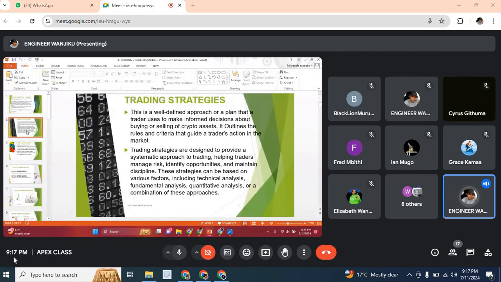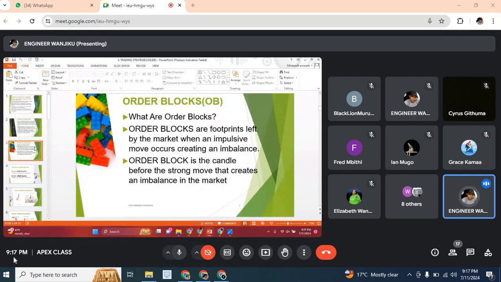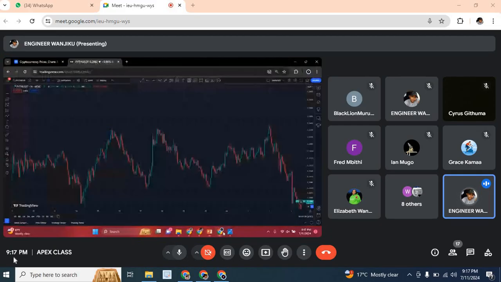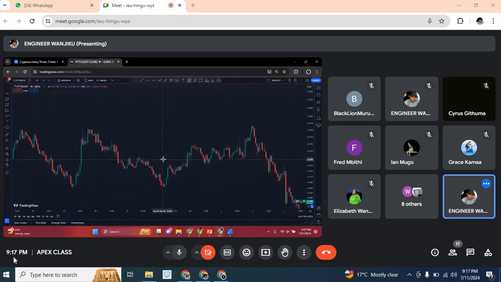So let us look at what order blocks are. Order blocks are footprints left by the market when an impulsive move occurs, creating an imbalance. An order block is the candle before the strong move that creates an imbalance. If I navigate to my charts, an order block is the last candle that is formed before that impulsive move is made. So if we look at this chart right here, let me navigate to BTC probably.